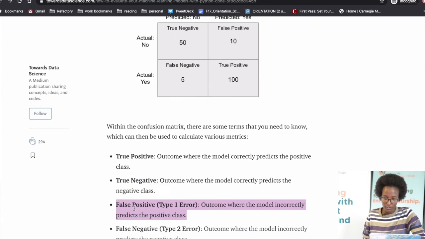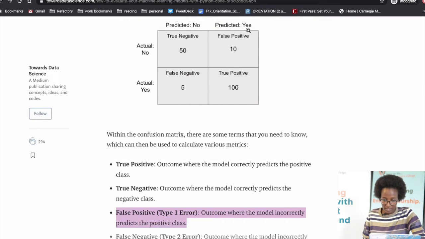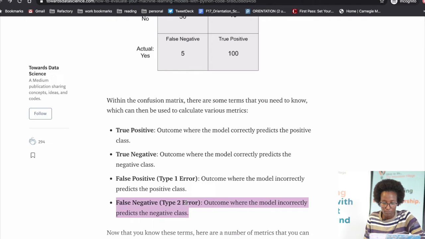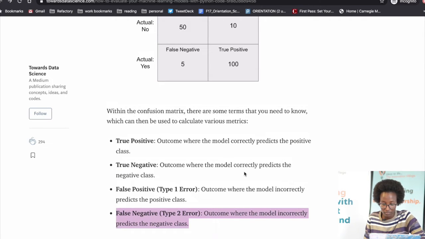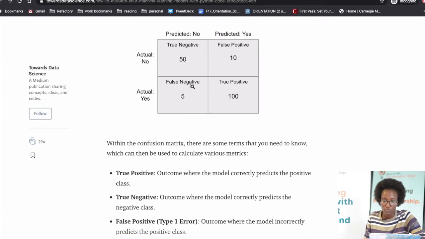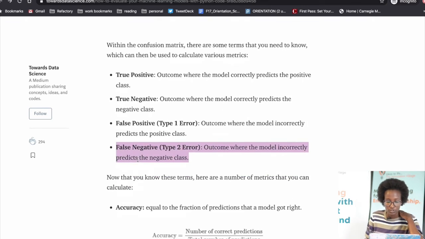A false positive, that is a type 1 error, is when the model incorrectly predicts the positive class. So it is supposed to be a no, but it says it's a yes. Okay? A false negative, that's a type 2 error, is when the model incorrectly predicts the negative class. So it's supposed to be a yes, but it gives it a no. So these are the ones we don't want. We want to minimize the false positives and the false negatives.